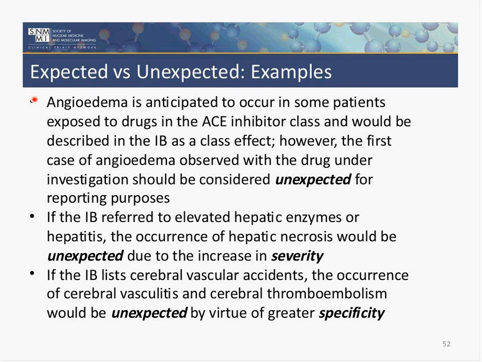Another example, like the third bullet point here: if the investigator brochure lists CVAs, the occurrence of vasculitis or thromboembolism would be unexpected by virtue of greater specificity. The investigator brochure says CVAs, but now we've got these other very specific things that were not listed in the investigator brochure, therefore they are considered unexpected.